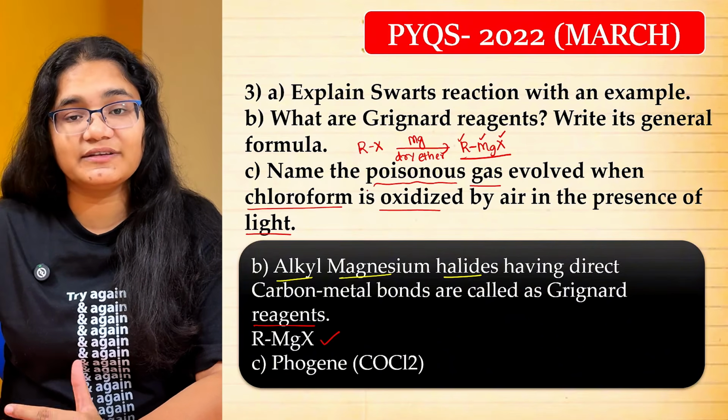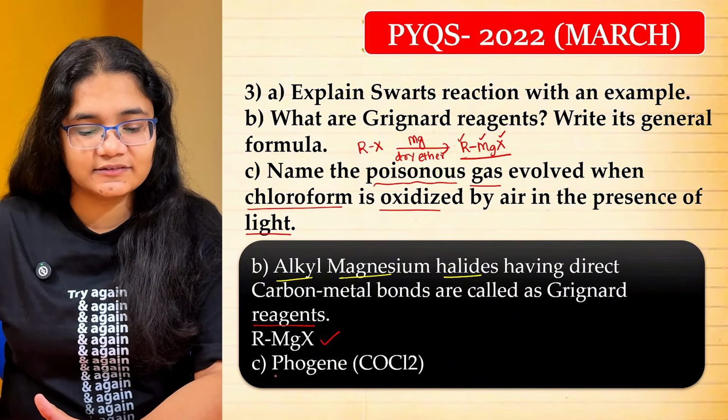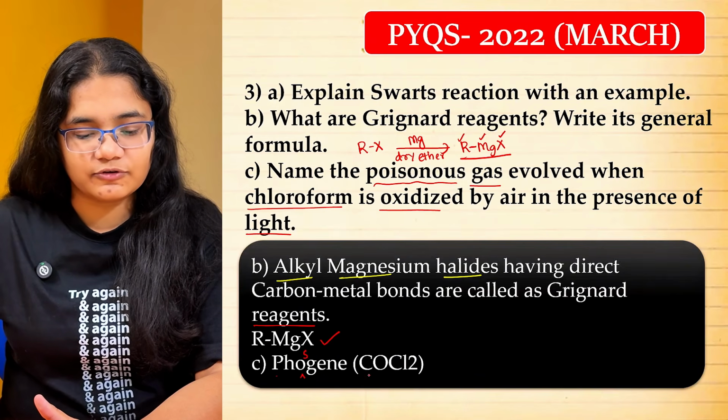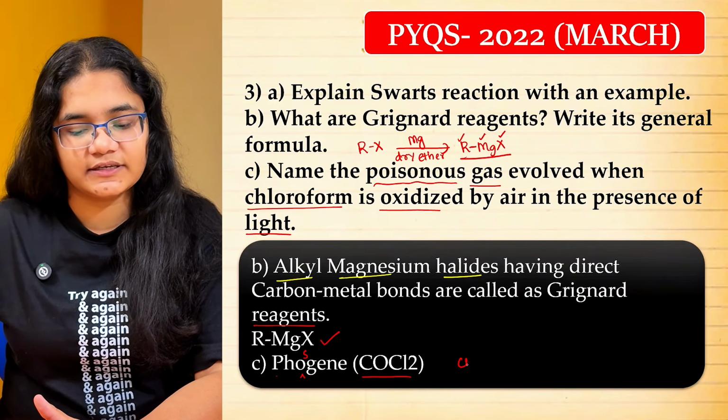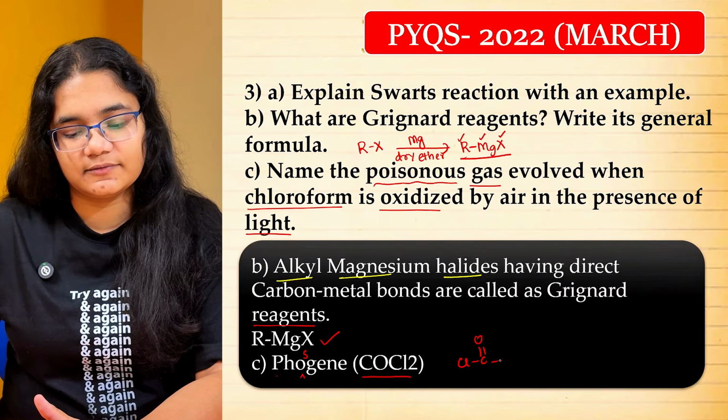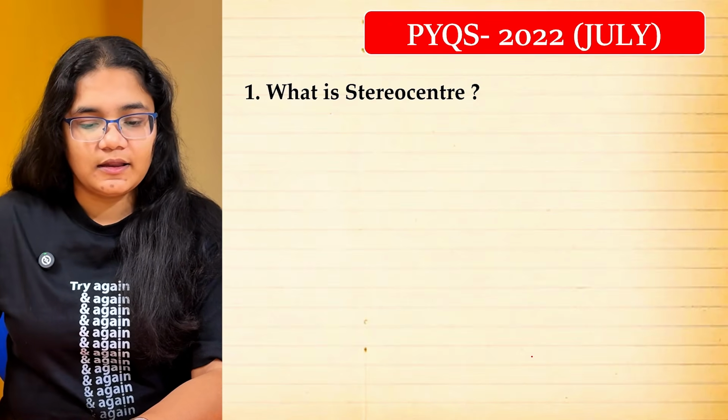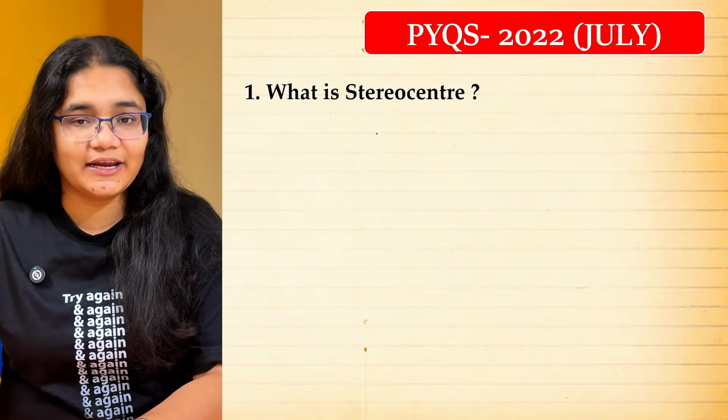So when chloroform is oxidized, we get a poisonous gas called phosgene, and its formula is COCl2, and the structure is like this. Okay. Next question is from July 2022.